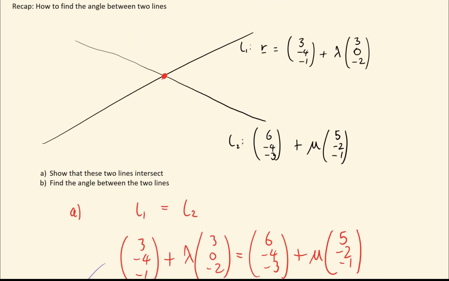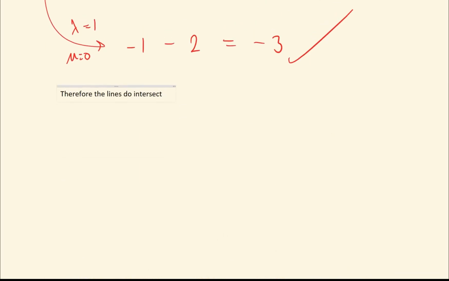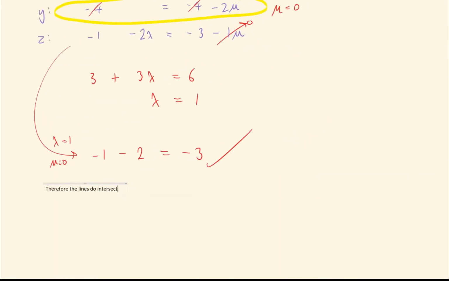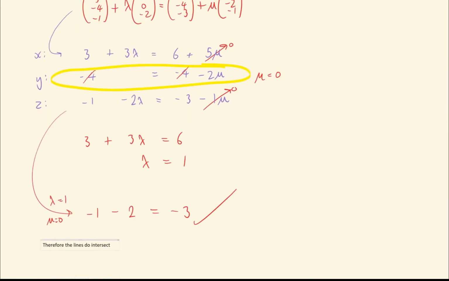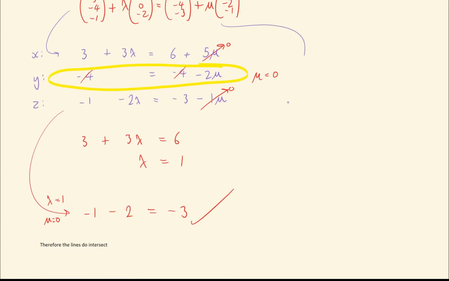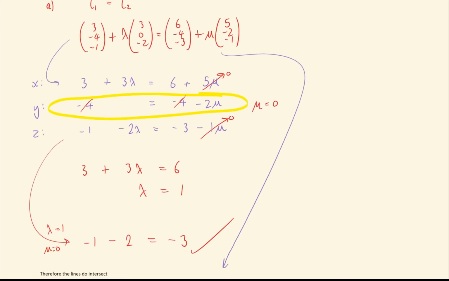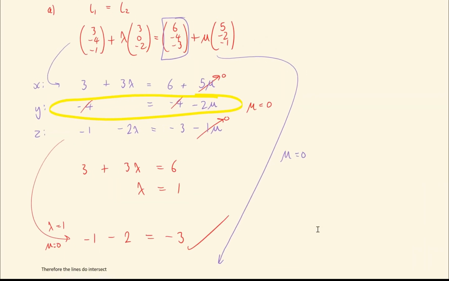Also, a really common question is you are asked to find the intersection point. That's the other way you do it. You would take either line, this one was easier, and just plug in what we know. So for this line, we know the fact mu equals 0. So therefore, the intersection point will just be 6, minus 4, minus 3. Okay, that was part A. That was a fairly straightforward example of that.